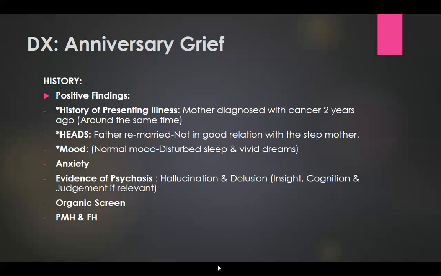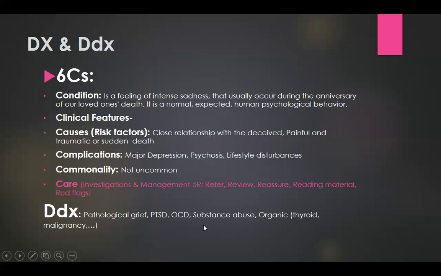And there are no other positive findings for this case. So, how do we mention diagnosis and differentials in this exam? I already gave you a brief idea of how to mention diagnosis and differentials, but once you mention that most likely you're having anniversary grief, based on your history and history findings, I'm led to believe that most likely you're having something we call anniversary grief.